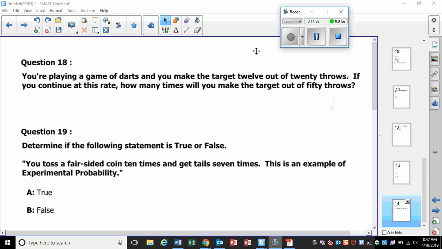Question 18. You're playing a game of darts, and you make the target 12 out of 20 throws. If you continue at this rate, how many times will you make the target out of 50 throws?